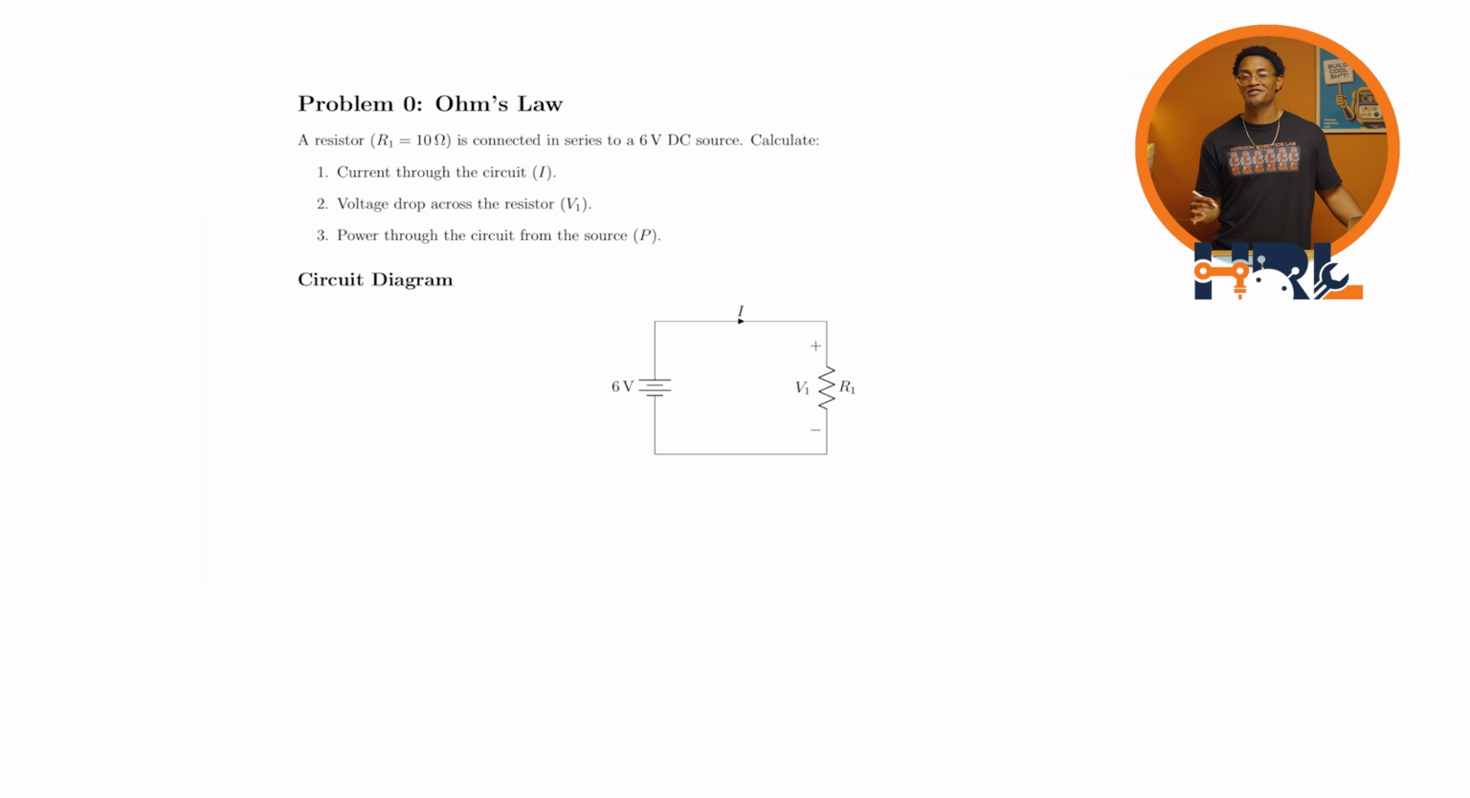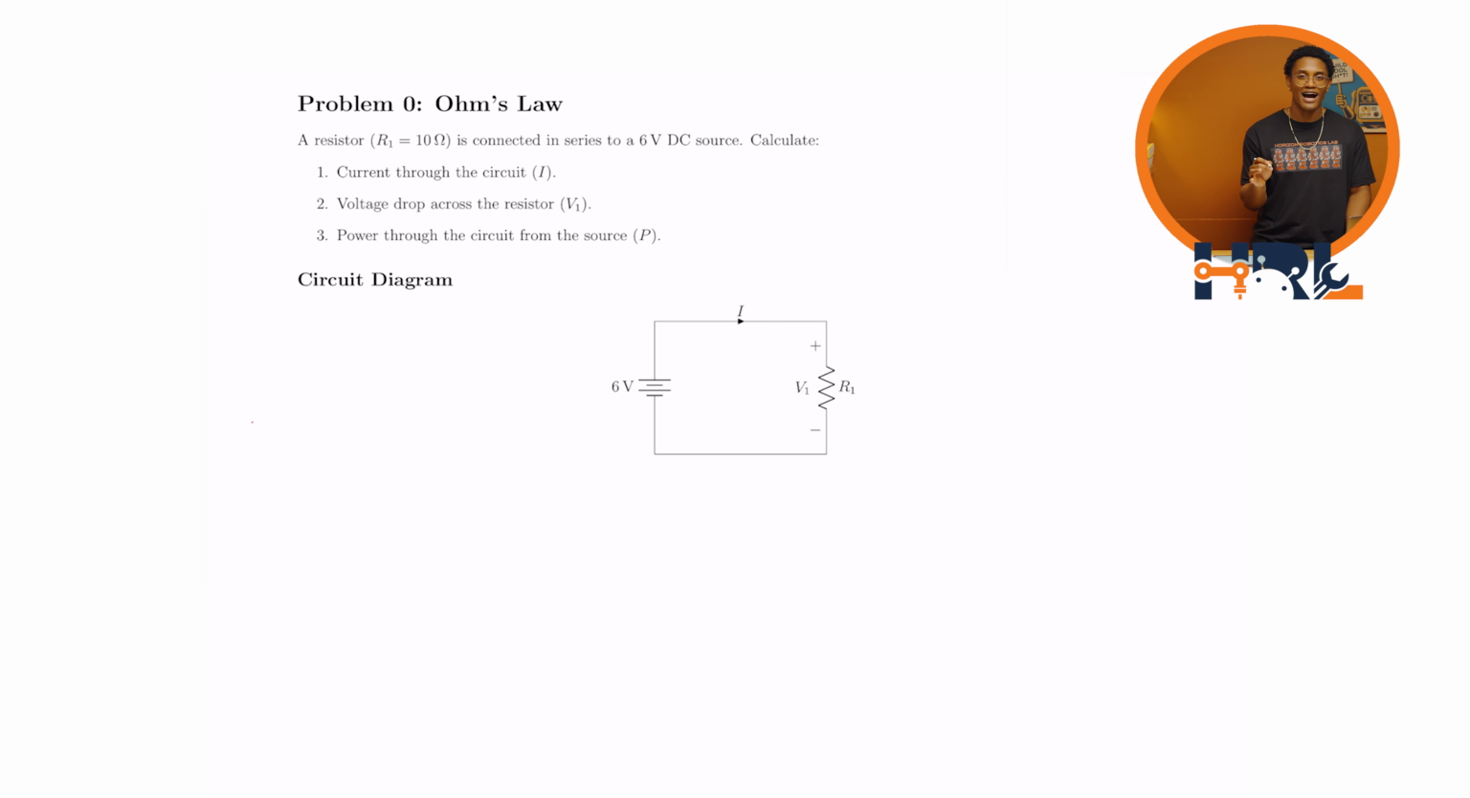Like in our discussion, we're starting real simple. We're talking about a resistor in series with a battery. We have a resistor with a resistance of 10 ohms, which is connected to a 6-volt DC source, or a 6-volt battery. This problem is asking us to calculate the current through the circuit. It wants us to calculate the voltage drop across the resistor and the power through the circuit from the source, the battery. Cool, let's go ahead and get started.